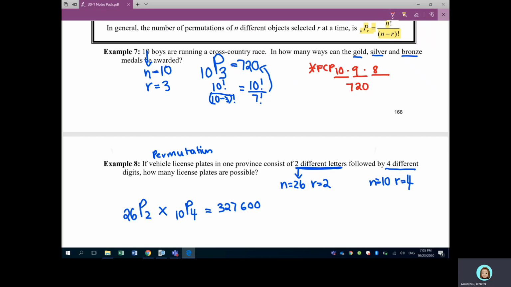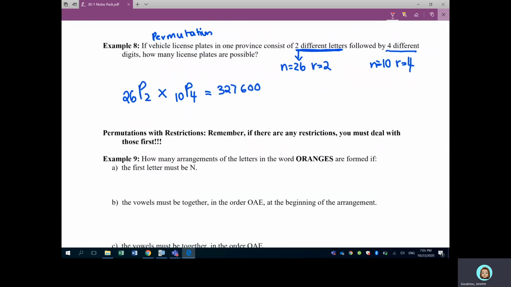Similar with example 8. So we recognized it as an nPr question. We could also approach this question as a fundamental counting principle question. So we have 2 blanks for our 2 letters, followed by 4 blanks for our 4 digits. Starting with our letter, we've got 26 options. We can use any letter in the alphabet, but because it says 2 different letters, I cannot use whatever letter I put down, so I only have 25 choices for the second letter.